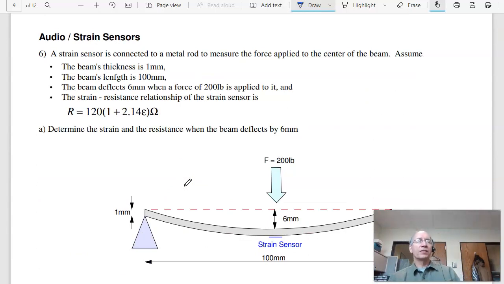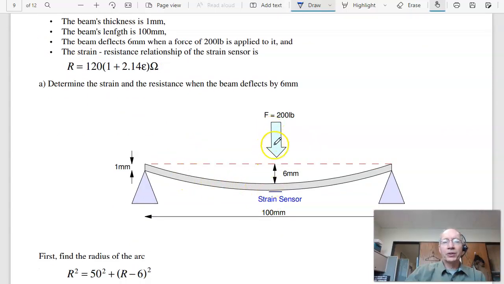Problem 6 shifts gears and goes into strain gauges. A strain gauge measures how much a metal stretches or contracts as you bend it. So if I take a bathroom scale, push on it by 200 pounds, and there's a little 1 millimeter beam, it deflects by 6 millimeters. How much did the outside edge stretch? That's the strain. And how much does resistance change if I could put a strain sensor on there and design a circuit to output 0 to 10 volts as the force goes 0 to 200 pounds?